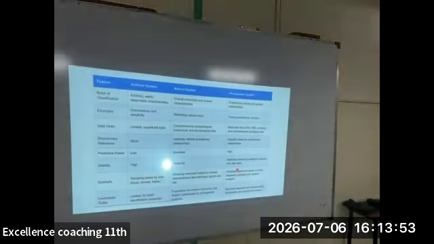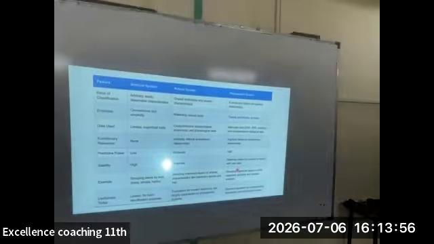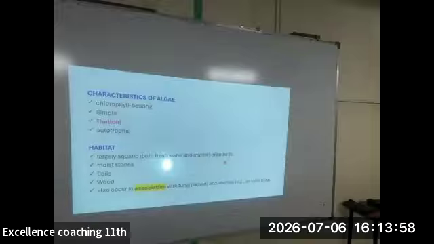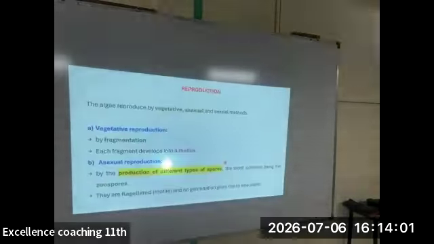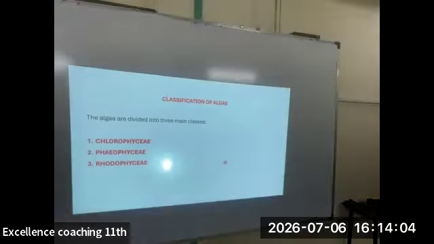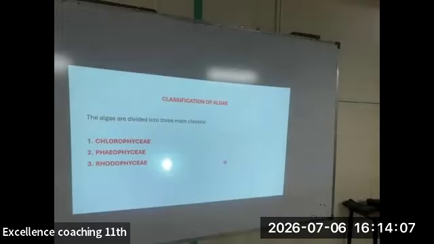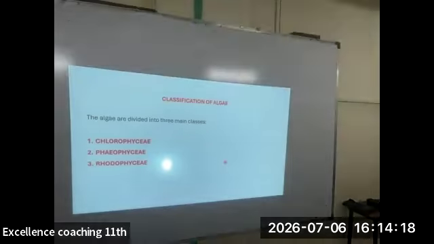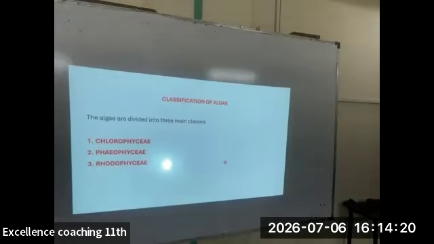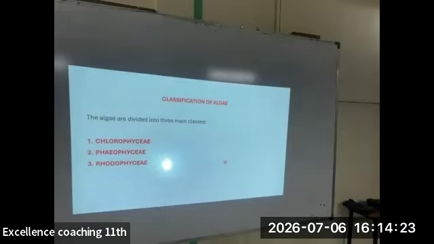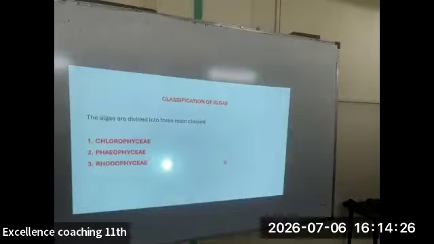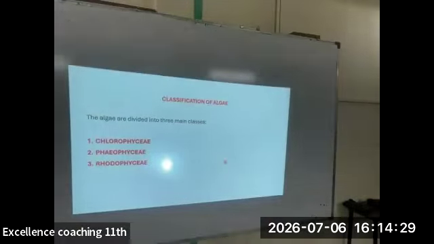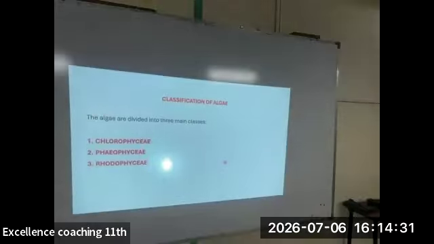Understood? Fine. So we were discussing algae last time. We have seen the characters, habitat, forms, reproduction, uses, and classification. Only the names we had mentioned. So what are the three main classes which fall under algae? Chloro, pheo, rhodo. Chloro means green in color, pheo means brown in color, and rhodo, obviously, is red in color.